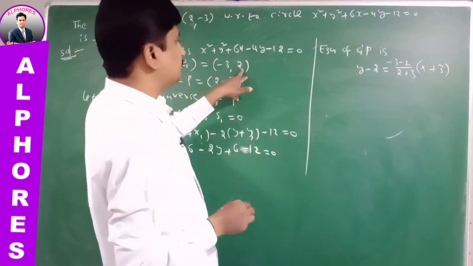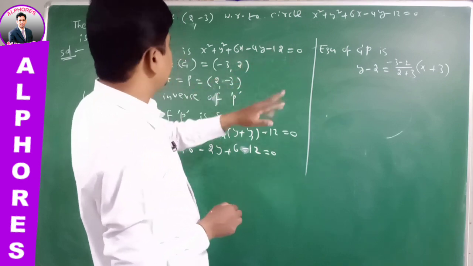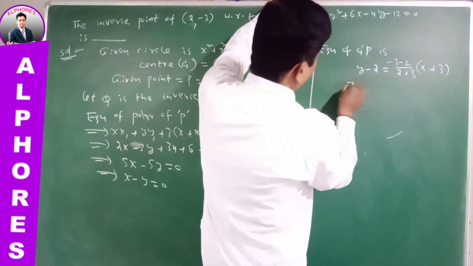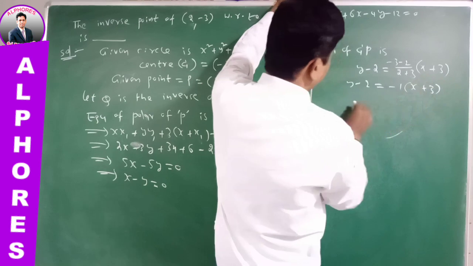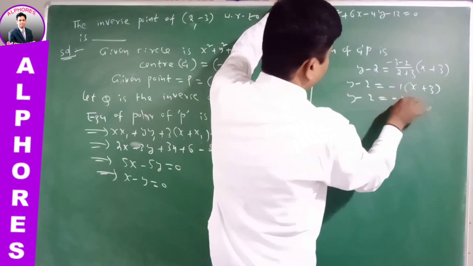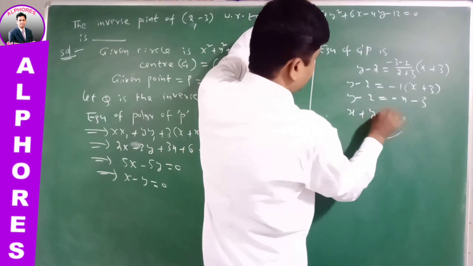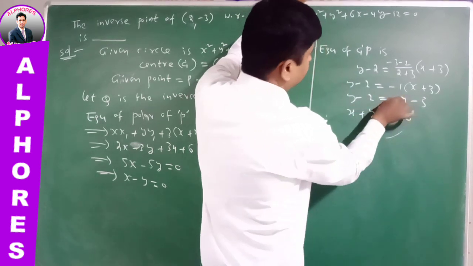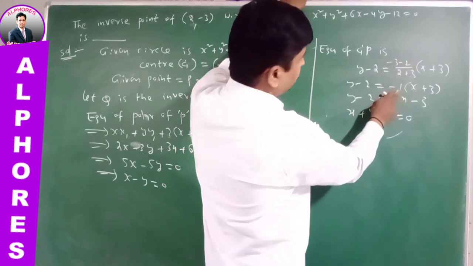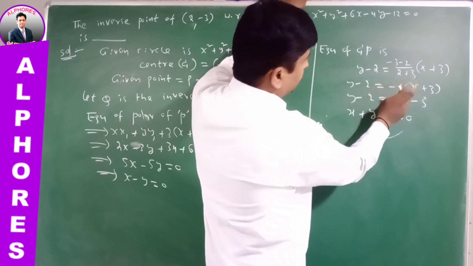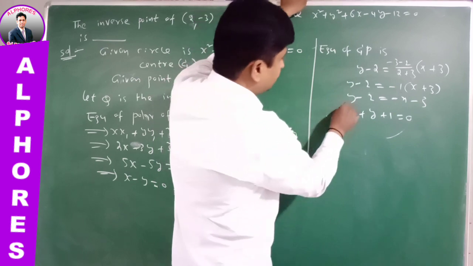Okay, y minus y1 equal to y2 minus y1 by x2 minus x1 into x minus x1. Now here it is y minus 2 equal to minus 1 into x plus 3. Next y minus 2 equal to minus x minus 3. Now write as it is, x plus y plus 1 equal to 0. This is the line joining CP. Here minus 5 by plus 5 is minus 1. Y minus 2 equal to minus x minus 3. Taking the left side, it is x plus y plus 1 equal to 0.